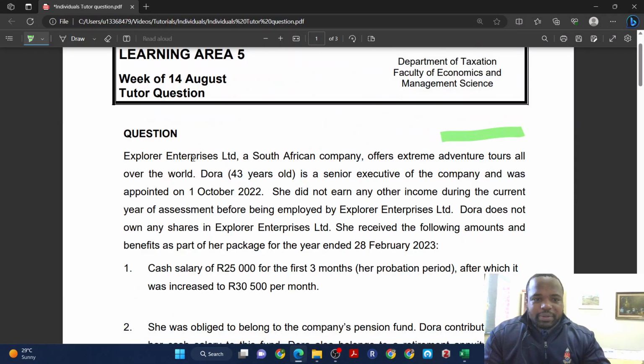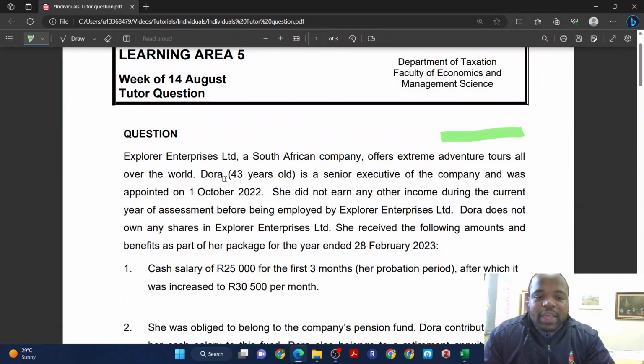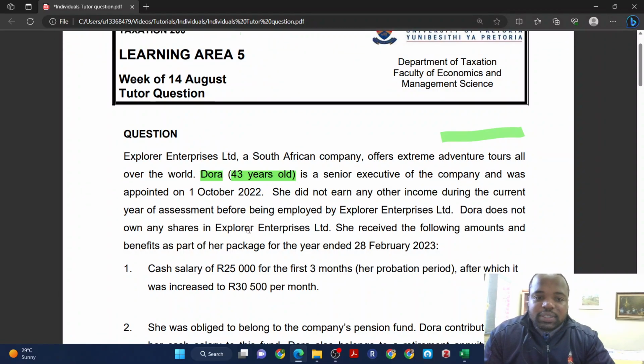Okay, cool. So now you know how long you have and what you're supposed to do. Then it becomes easier, as you're reading the question, to highlight what's relevant from what's irrelevant. We're told Explorer Enterprises Limited, a South African company, offers extreme adventure tours all over the world. Dora, the person we're dealing with, is 43. Then you should know rebates, 6K A, 6K B and the interest rate exemption. She is a senior executive of the company and was appointed 1 October 2022.